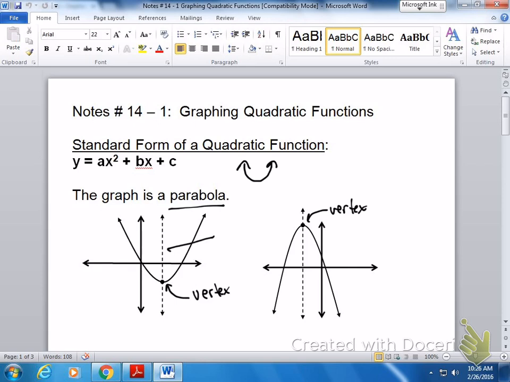The other thing we need to know is this dotted line here. It's called the axis of symmetry. The axis of symmetry is a line that goes through the vertex but cuts our graph in half. So one side is a mirror image of the other one. So we also have an axis of symmetry in the second one.